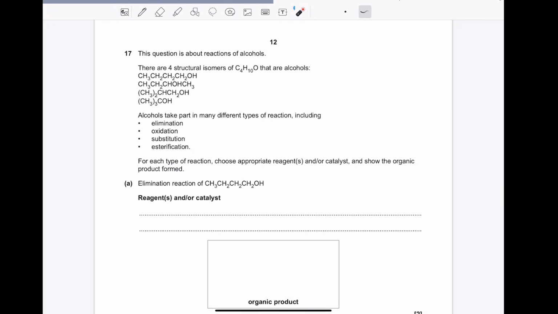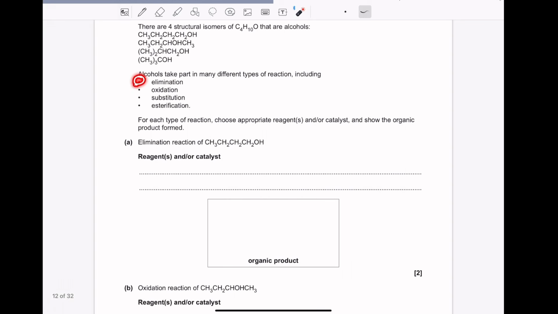There are 4 structural isomers of C4H10O that are alcohols, which take part in many different types of reactions, including elimination, oxidation, substitution, and esterification.